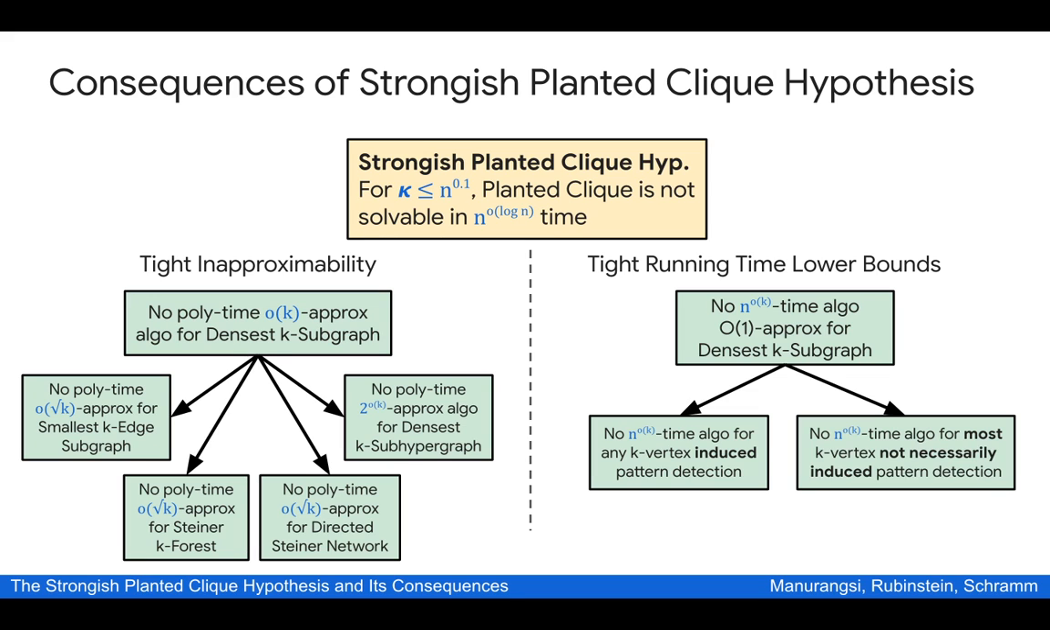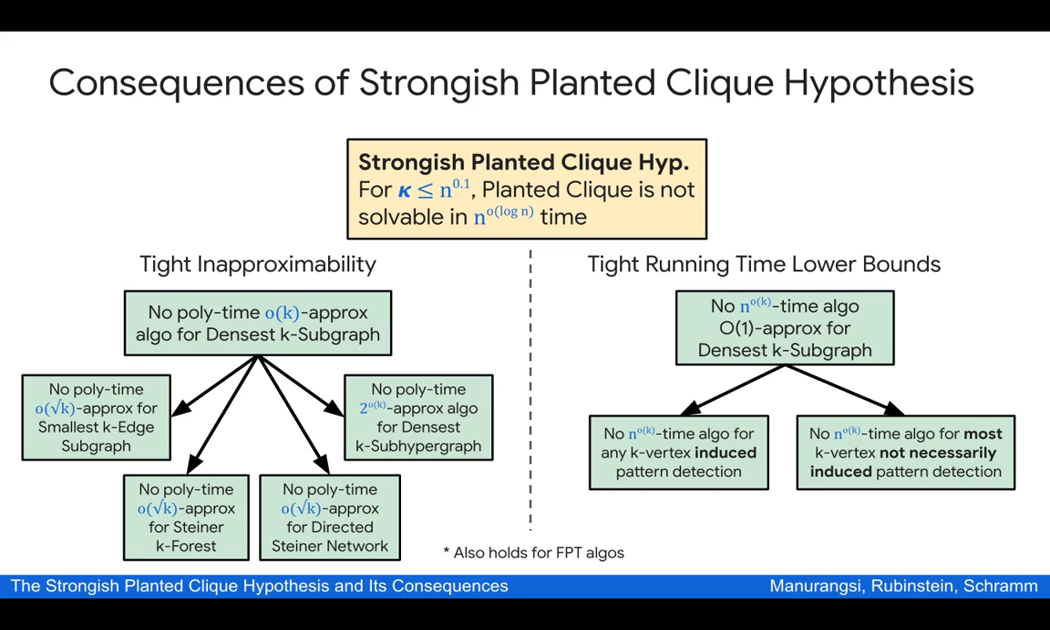On the other hand, for the not necessarily induced pattern, we can show that this running time lower bound holds for most k-vertex patterns. I would like to quickly note here that all of our lower bounds also hold for FPT algorithms. So this means that even if we allow the running time of the algorithms to depend as any function of k, such as exponential in k or even doubly exponential in k, our results still hold there.